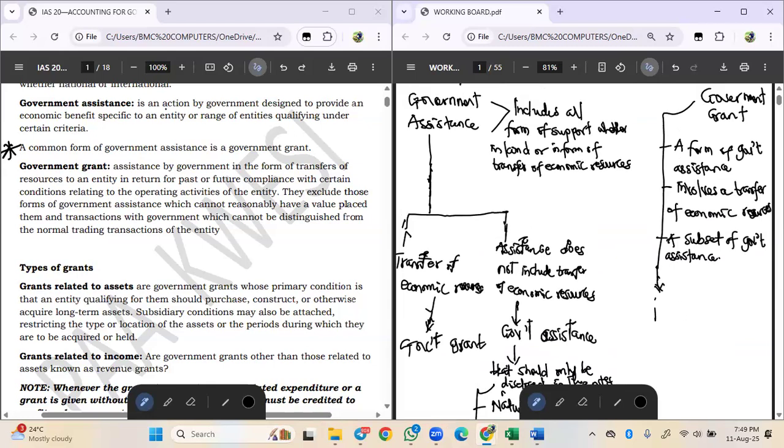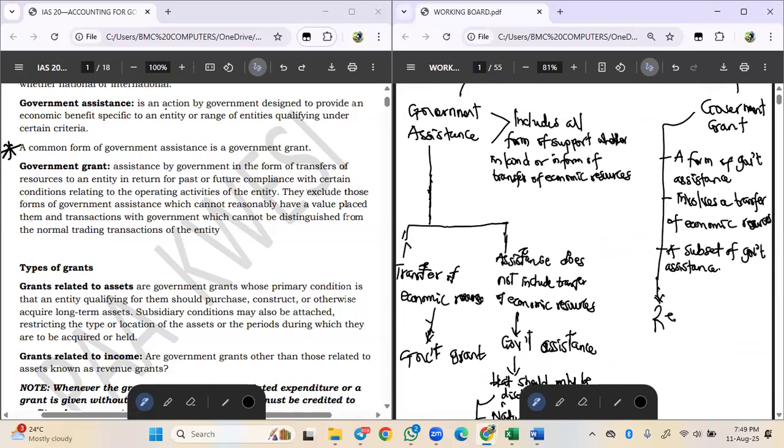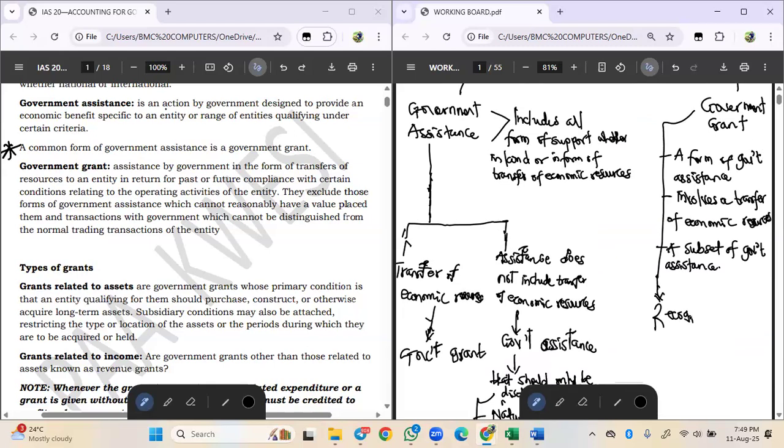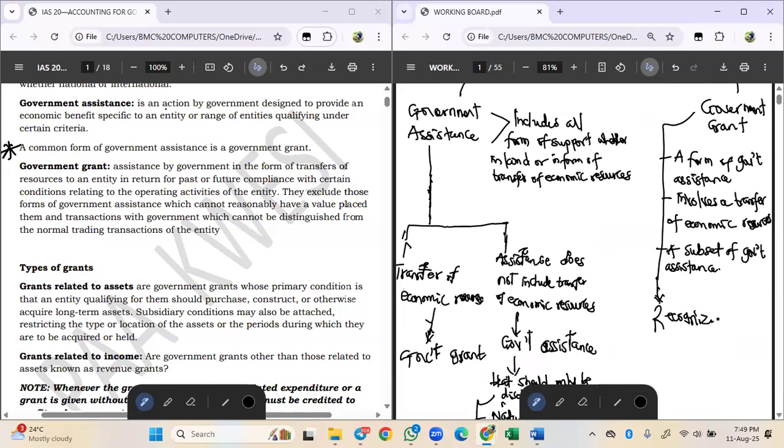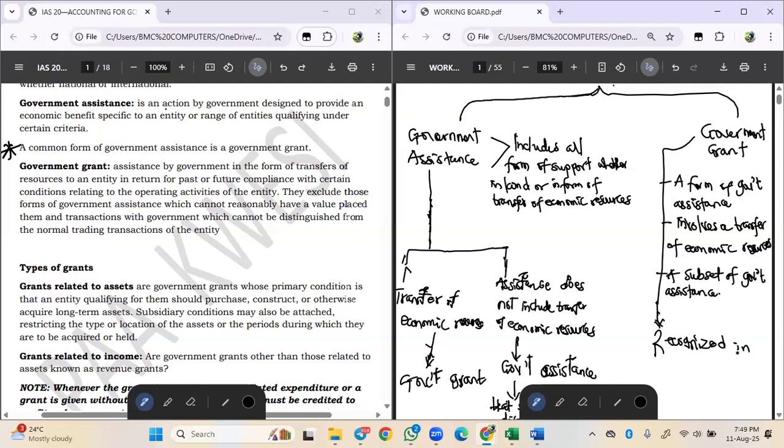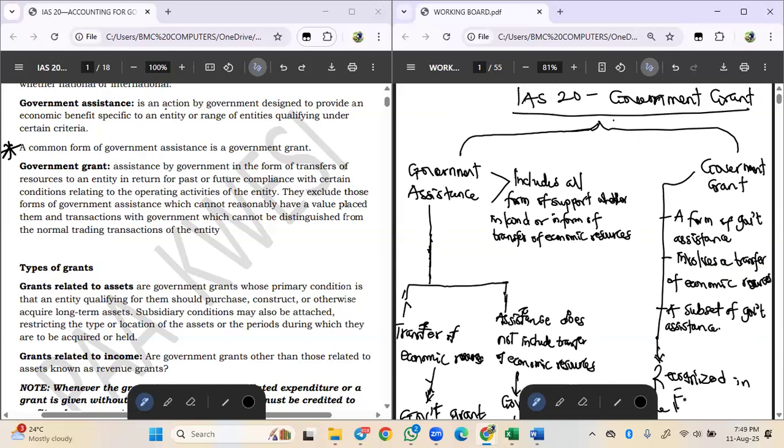So these ones are recognized. These ones are recognized in the financial statement.